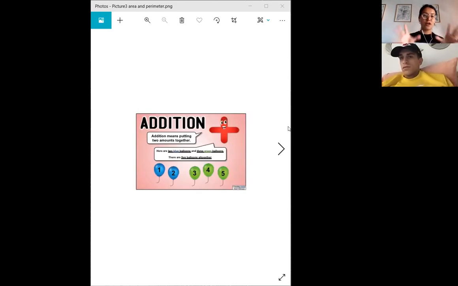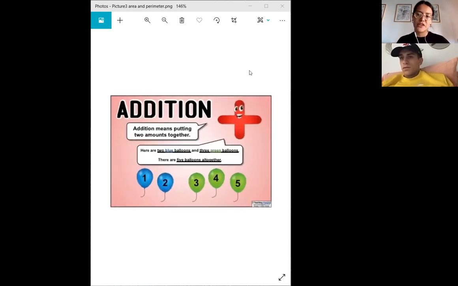Alrighty. So addition means putting two amounts together. For example, there are 2 blue balloons and 3 green balloons. There are 5 balloons all together. So that's addition, and again, that's a review of what we already know and talked about in previous weeks. Now let's go ahead and talk about the next one.